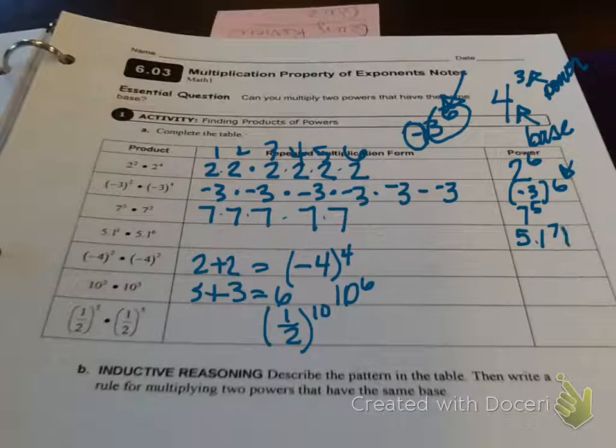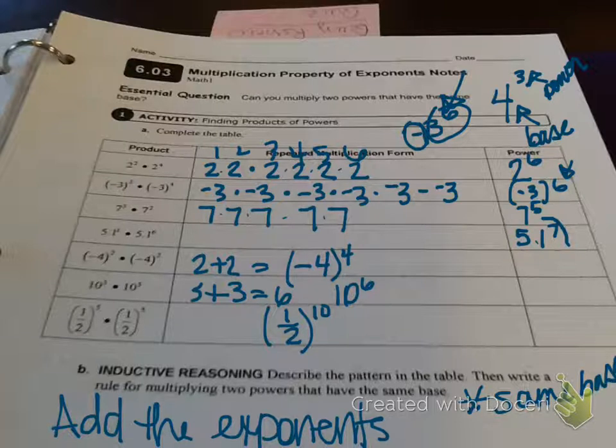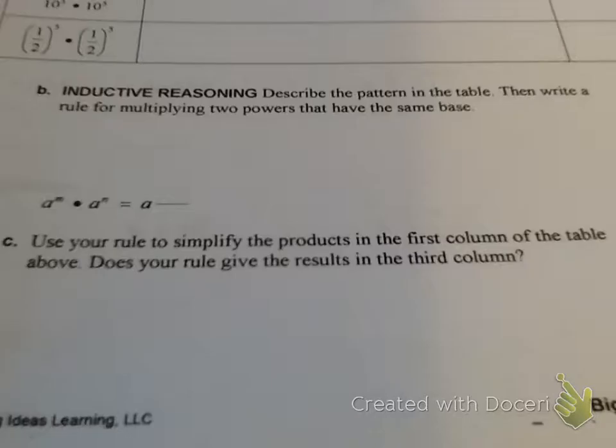So I already described the pattern. The pattern is that you add the exponents when you multiply powers with the same base. But the key is same base, and this only works when you're multiplying. Alright, let's move on.